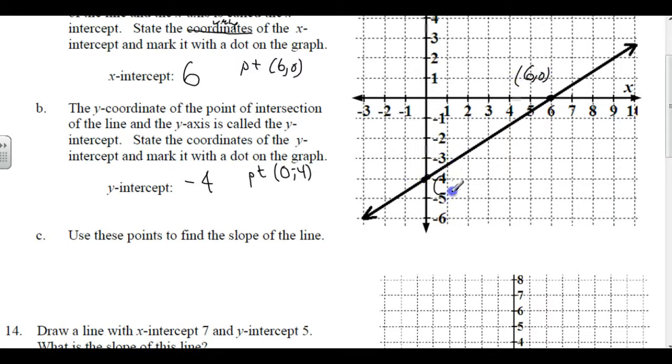And the point is 0, -4, and we want to use these points to find the slope. So we go 1, 2, 3, 4, up 4, right 6. So slope is rise, which is +4, over run, which is +6, and reduced fraction, 2/3.